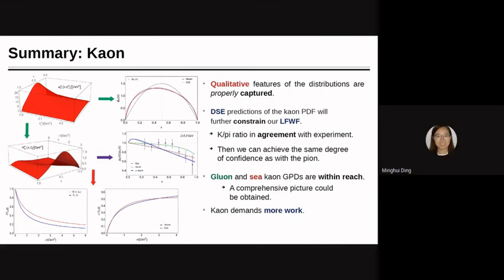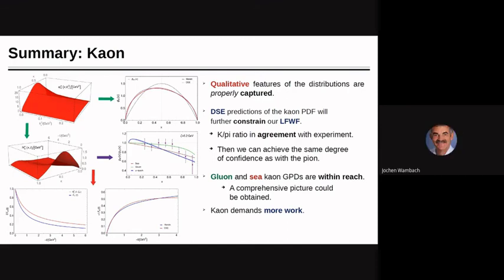Very good presentation, unifying all the quantities, starting from light front wave function to parton distribution amplitudes, parton distribution function, and form factor, GPDs, etc. So it's the time for questions. Does anyone have questions or comments for Khépani?